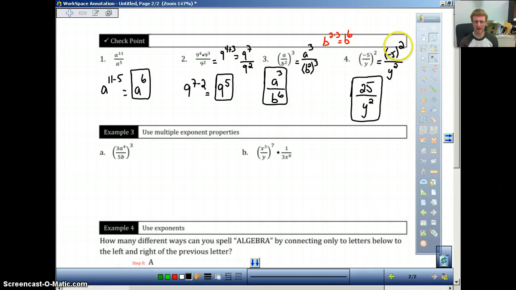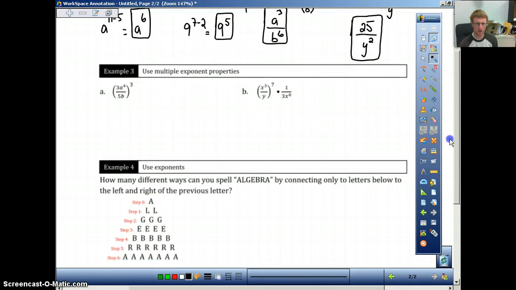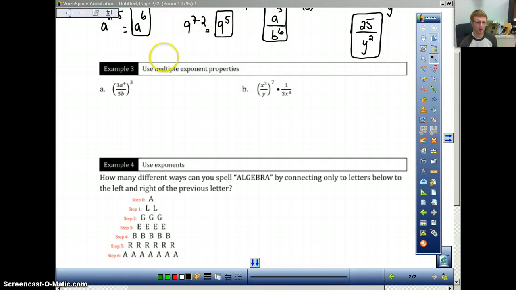Fourth one, we have negative 5 squared over y squared. Again, this 2 is applied to both of them. Negative 5 squared is 25 over y squared. Okay, so let's get into a couple of more complicated ones and see if we can do those. So again, all of the properties still apply here. So it's just a little bit more to do.